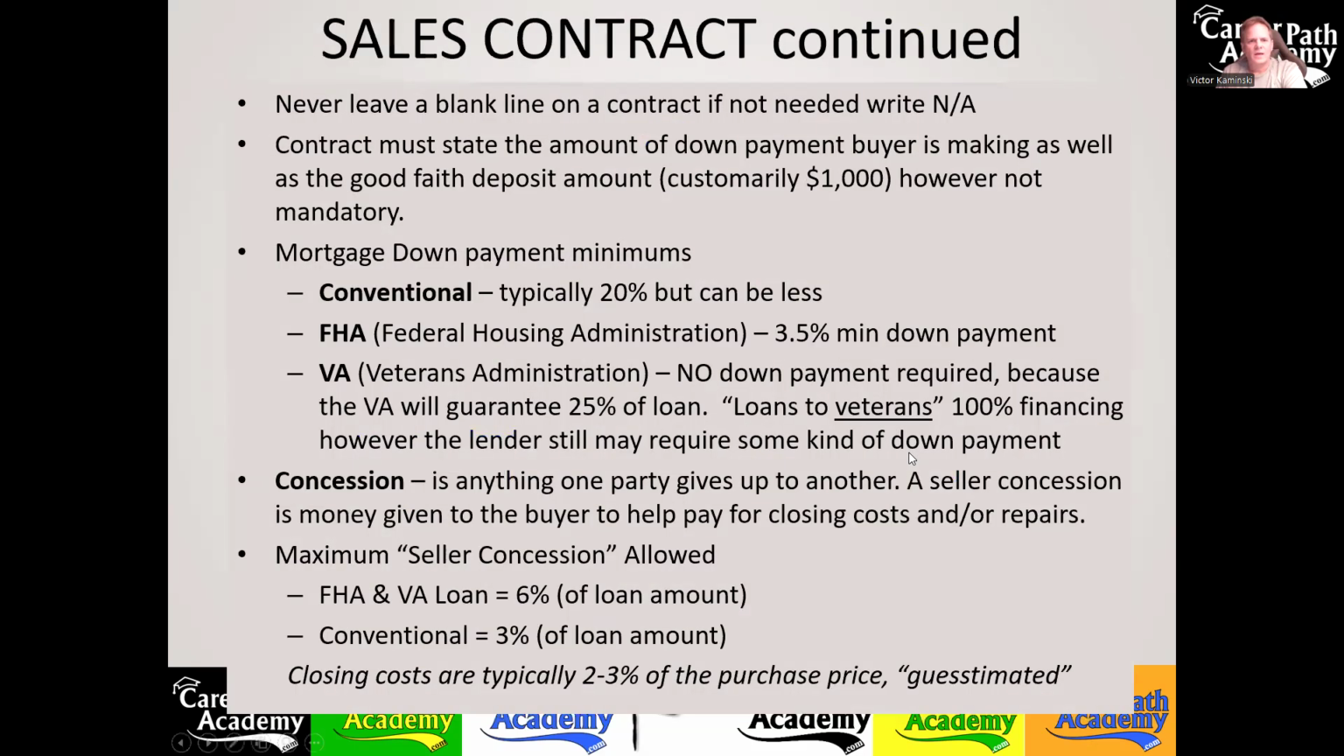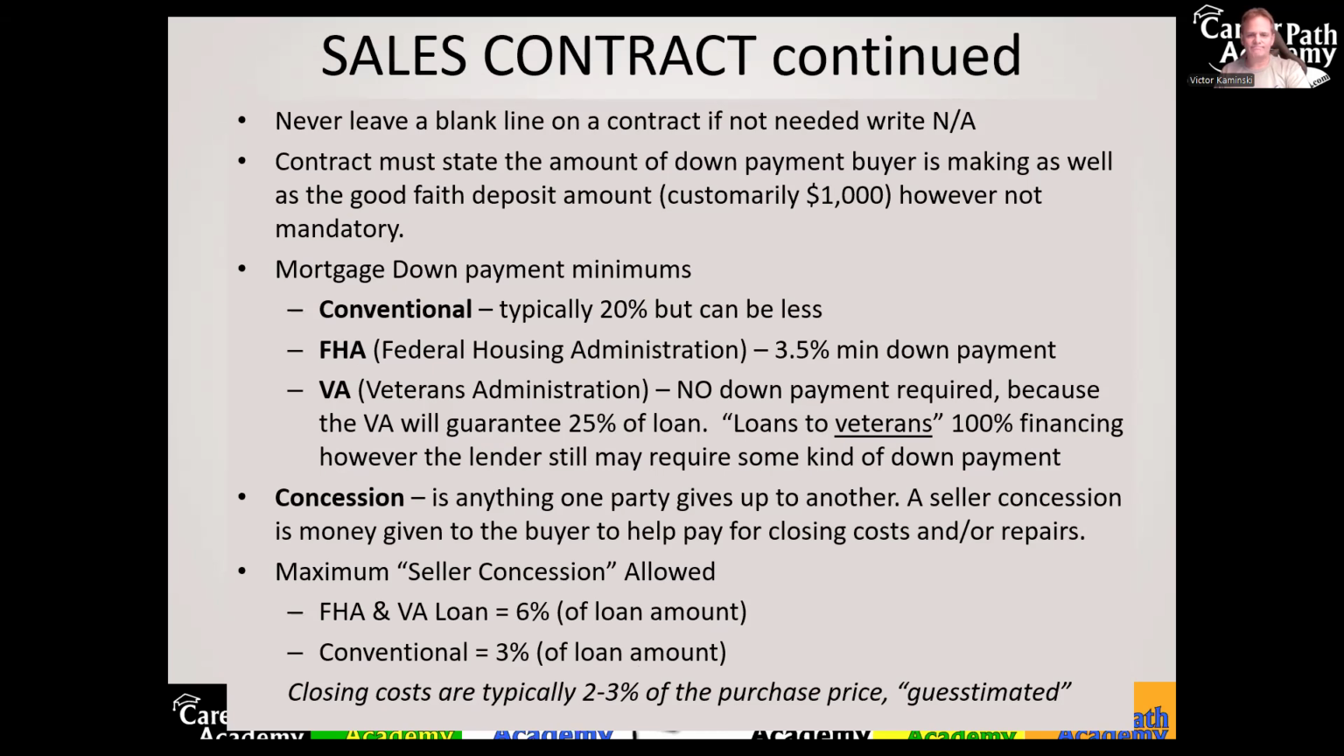Now, sales contracts never leave a blank line on a contract. If something is not needed, write not applicable, or put a line through the entire section and then have everybody initial next to it. Contracts must state the amount of the down payment the buyer's making, as well as the good faith deposit amount. Customarily, at least $1,000. However, it's not mandatory. But if you want to make your offer seem better, you'll include it.